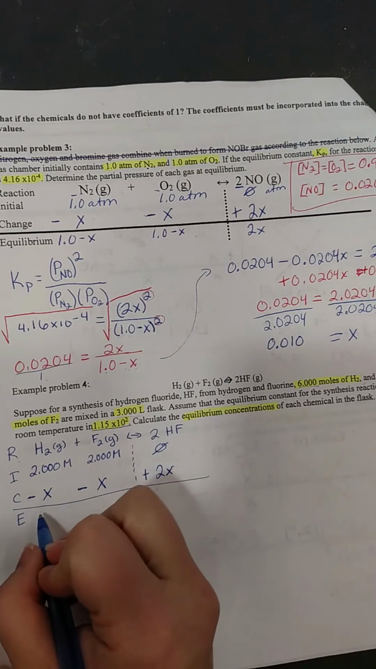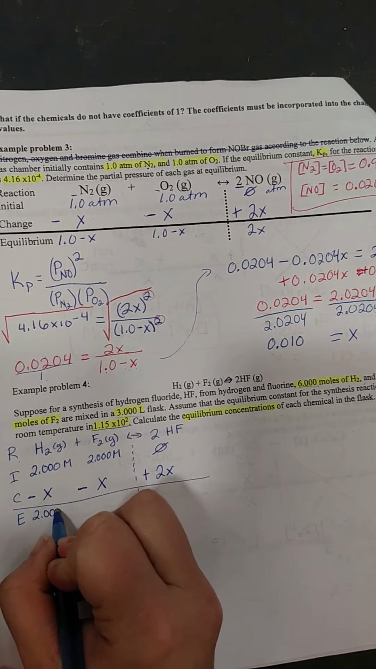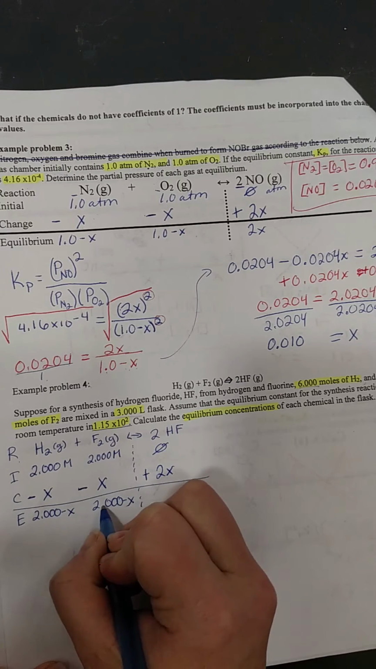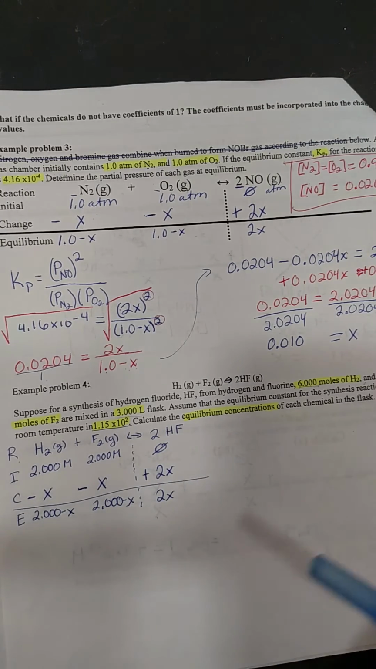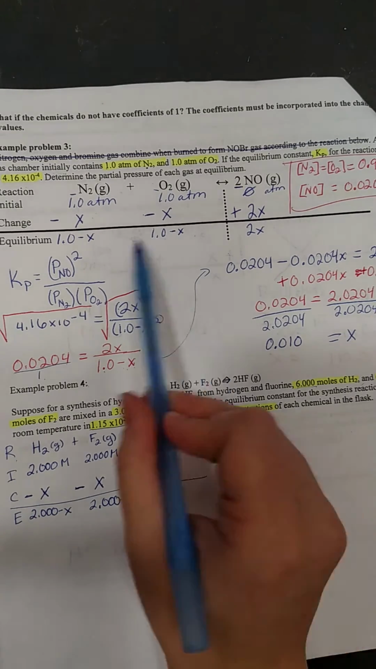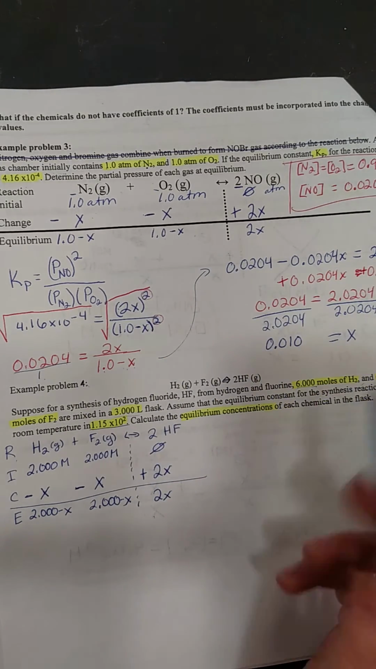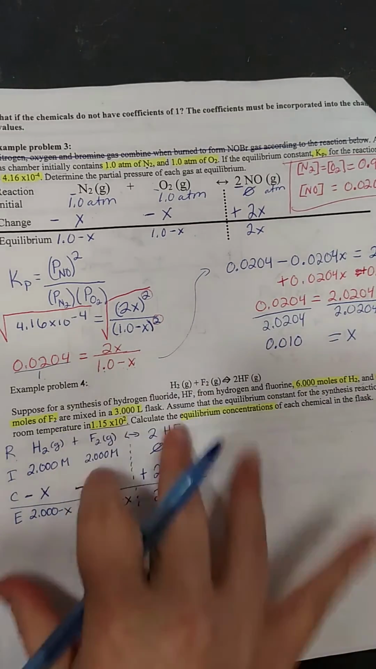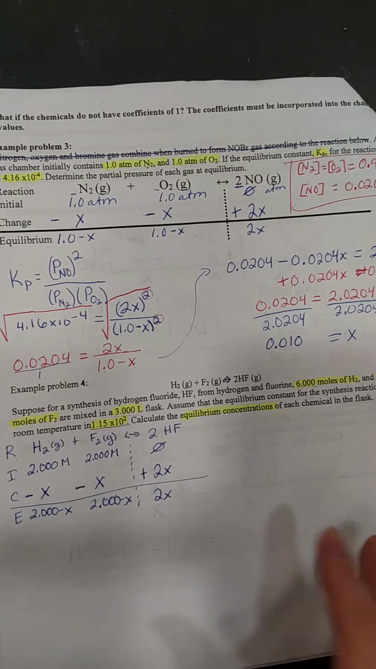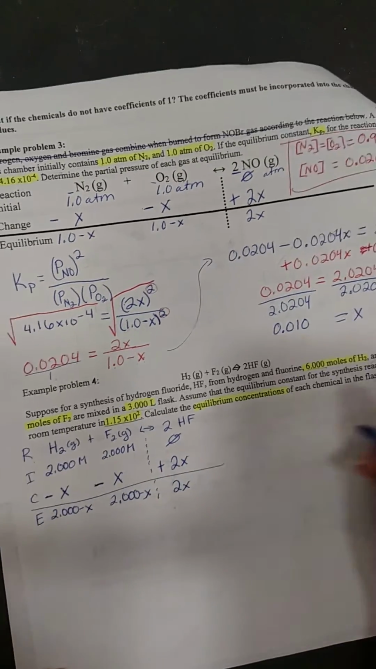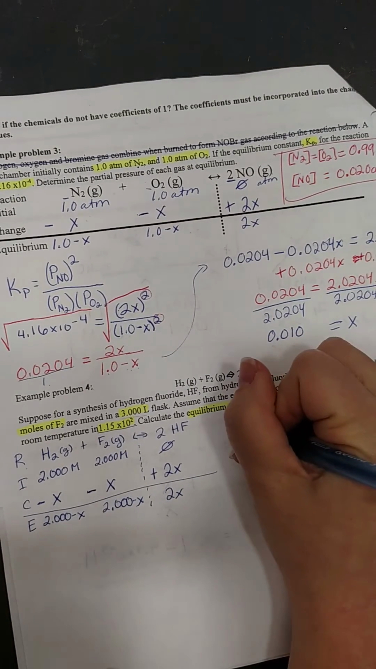So we're going to have 2.000 minus x, 2.000 minus x, and 2x. So you can see that when we get these setups like this, it's going to end up being calculated very similar to this other one. If you want, it'd be a good idea to pause the video here and try the rest of this one out, see if you can set it up, and then come back and check. Alright, I'm going to keep going. Let's see, I'm going to do it over here.